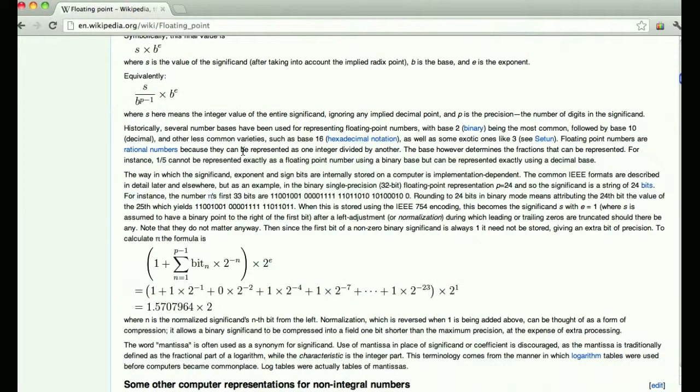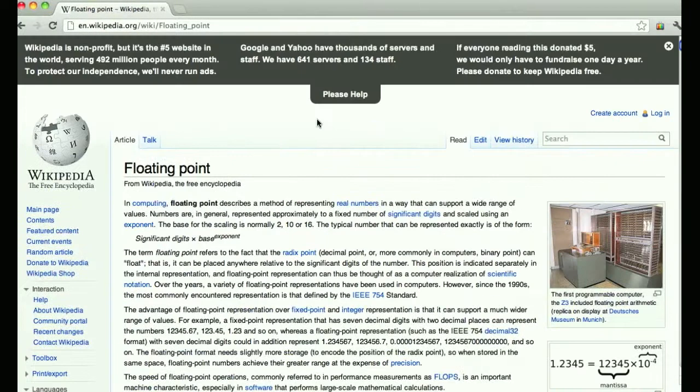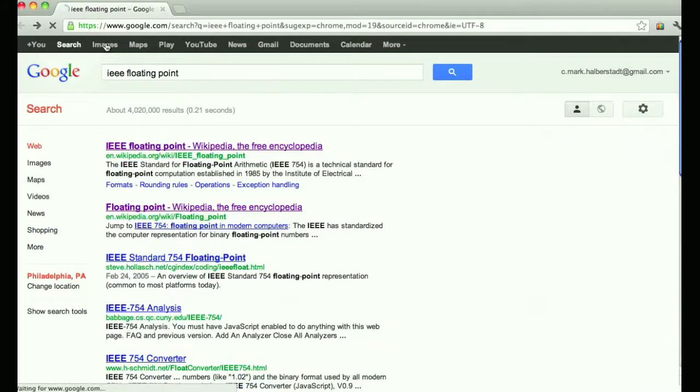So your exponent could be a really, really small number. It's always 2 to the exponent. So if you have 8 bits, the smallest exponent you could have would be negative 127. So you could have 2 to the negative 127 times whatever the fraction is.